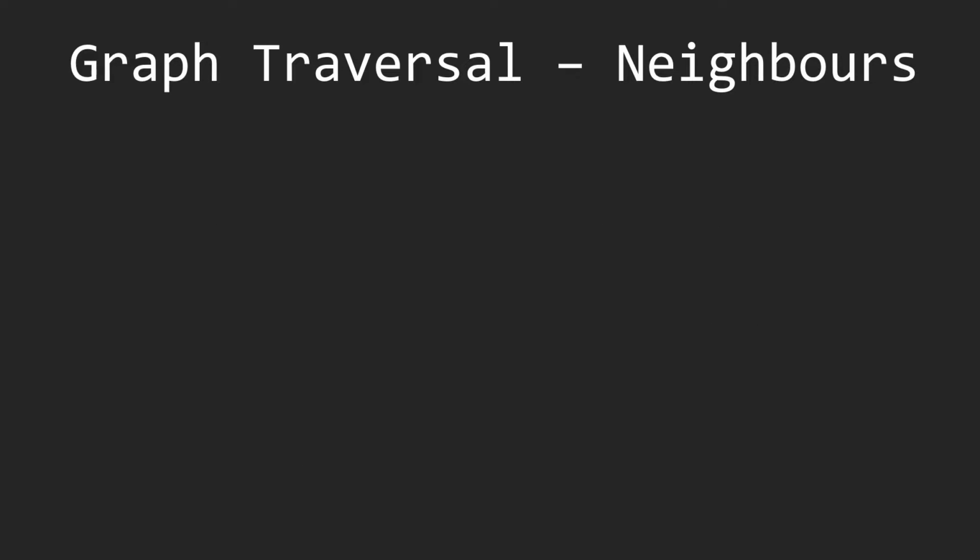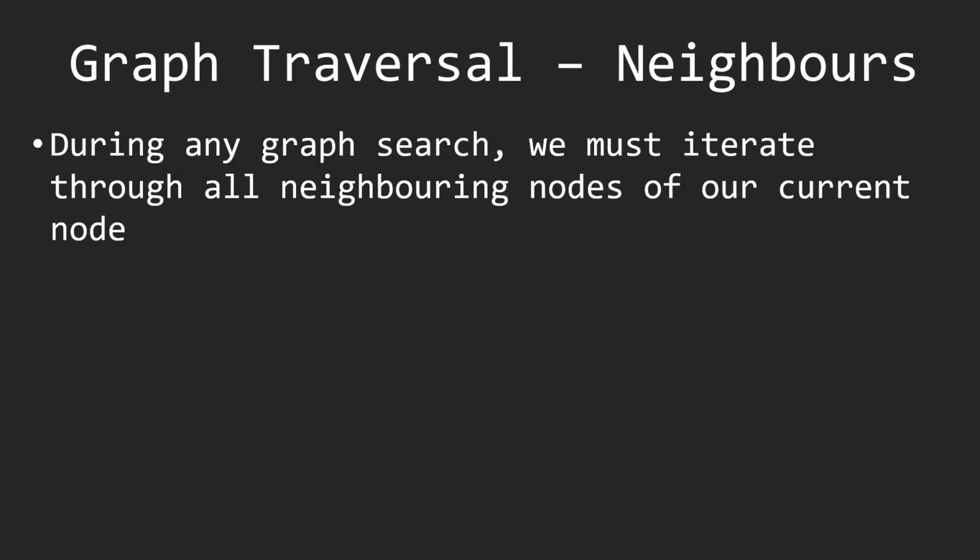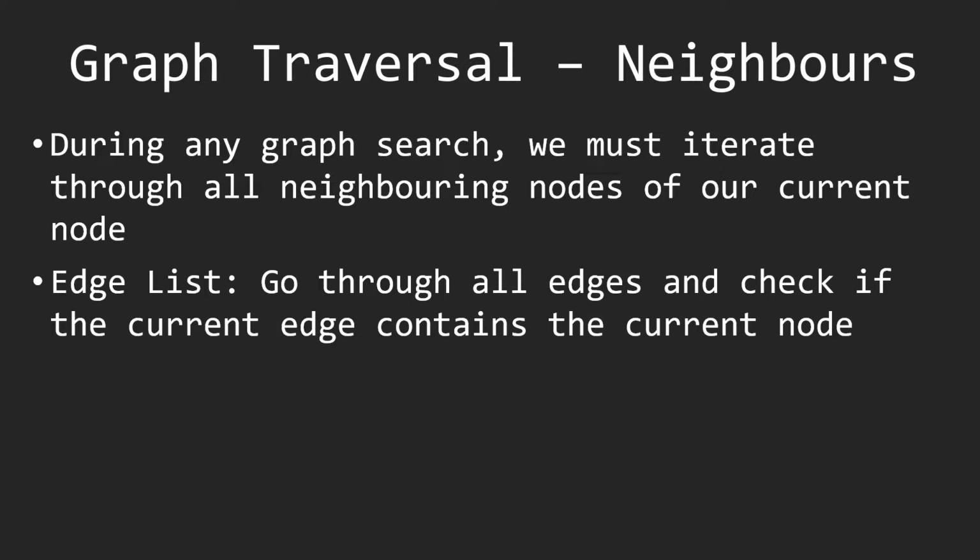So graph traversals, let's talk about neighbors. During any graph search, we must iterate through all neighboring nodes of our current node. What does that mean? Basically, when we're at a current position, say we're at one of the cities, we're going to expand out and look at all the adjacent cities that we're close to. So all the neighboring cities.